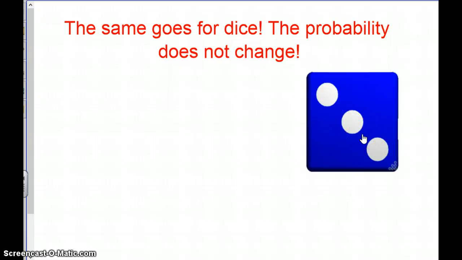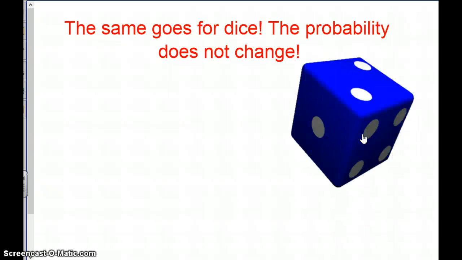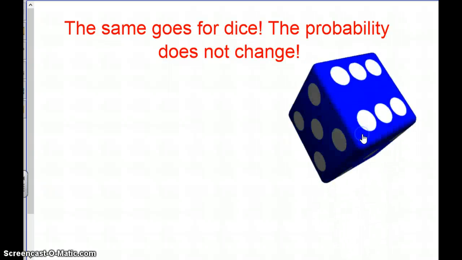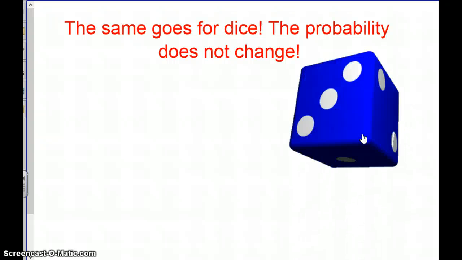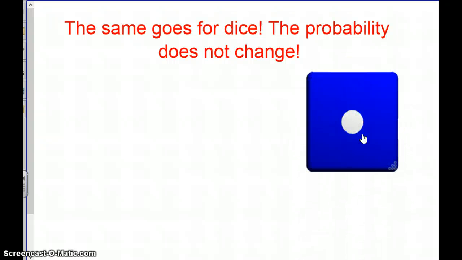And when we roll, the sides are never eliminated. They never go away. They're always there. So the probability does not change. Even if I just rolled a 1, I could roll a 1 again, just like what we just saw.